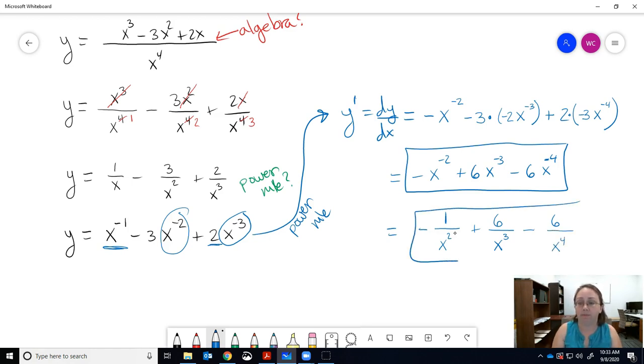There you go. So that's an example where we could have used the quotient rule, but by using algebra, we were able to avoid it. So quotient rule is useful, but it's also something that occasionally you're going to want to avoid. Instead, use algebra and use the more basic derivative rules.